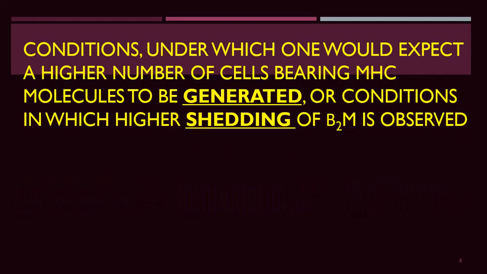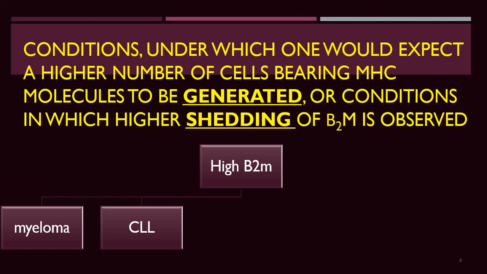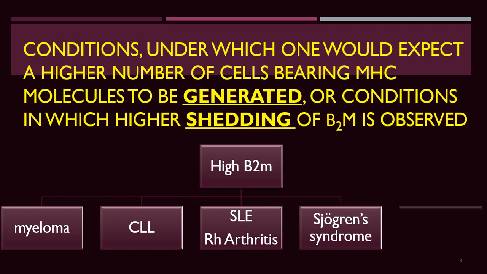These are the conditions under which one would expect a higher number of cells bearing MHC class molecules to be generated, or conditions in which higher shedding of beta 2 microglobulin is observed. So beta 2 microglobulin is high in myeloma, chronic lymphatic leukemia, systemic lupus erythematosus, rheumatoid arthritis, Sjögren's syndrome, and Crohn's disease, where inflammatory or neoplastic lesions can generate beta 2 microglobulin. It's very common in myeloma, and one of the therapeutic challenges in follow-up of patients with myeloma is to measure beta 2 microglobulin even if there is no renal impairment.